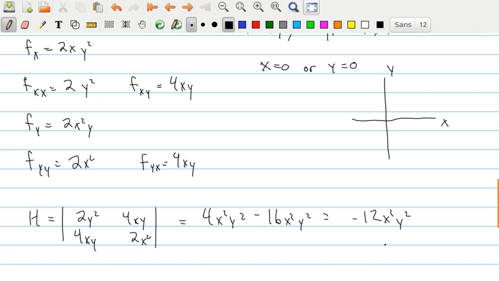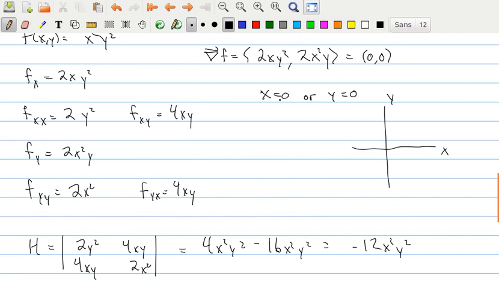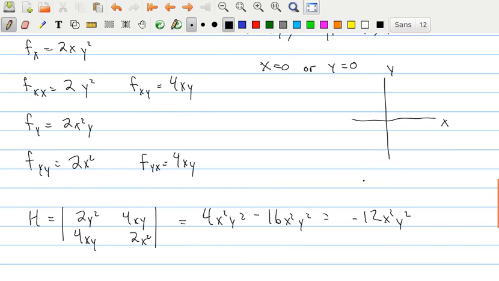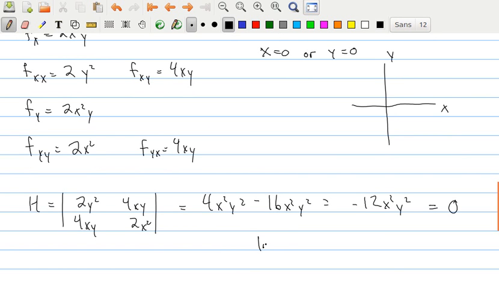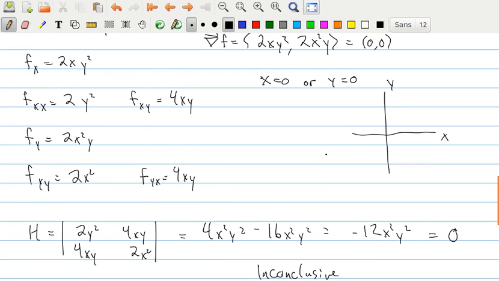So this looks like it's going to be negative, but remember, along any of these critical points, x must be 0 or y must be 0. So no matter what critical point we're on, if we plug in x equals 0, this gives us 0. If we plug in y equals 0, this gives us 0. So this is 0 at any critical number. Well, that says that this test comes up inconclusive. I don't know if it's a max or a minimum. So we've got to do something else to determine whether or not we have a max or a min.